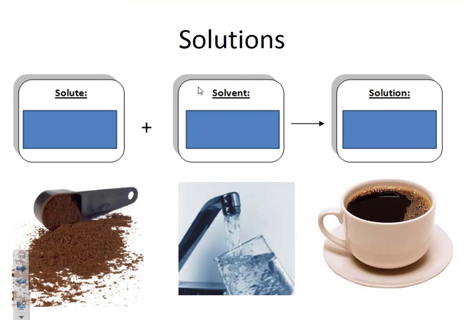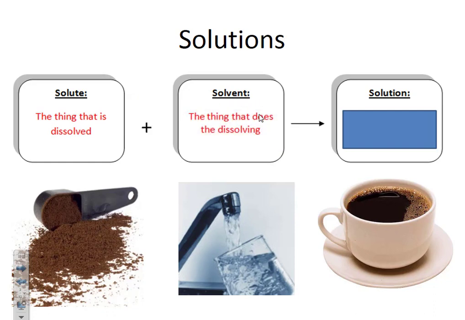So when we talk about solutions, there's two real aspects that make up a solution. The first one is called the solute. Okay? Solute is the thing that's being dissolved. Some people think of this silly saying, solute is cute, so it's the thing being dissolved. The other thing is the solvent. That is the thing doing the dissolving.